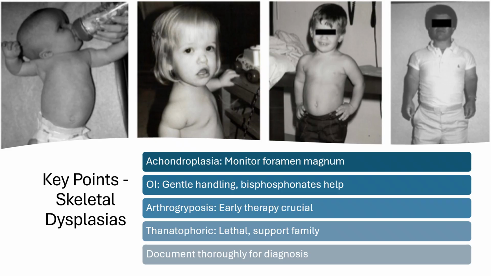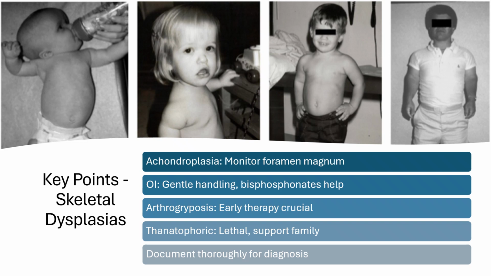these otherwise stable children. Remember that the characteristic hypotonia and delayed motor milestones in achondroplasia babies often reflect this underlying neurological compression rather than simple developmental delays. Understanding this connection helps you recognize when urgent neurosurgical evaluation becomes necessary.